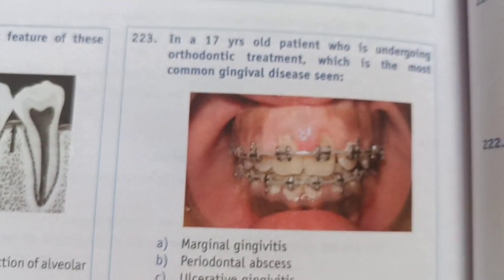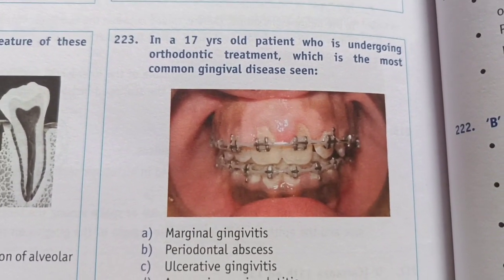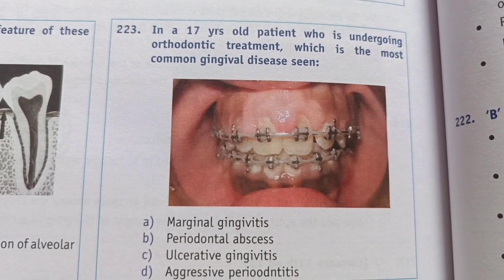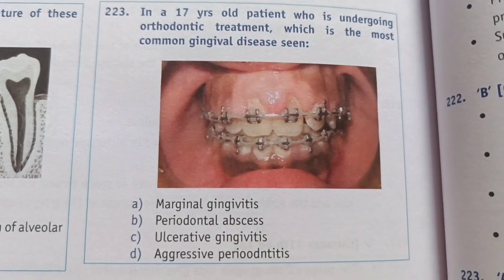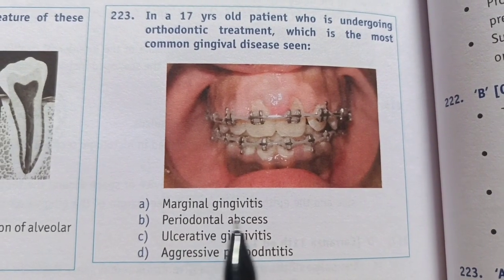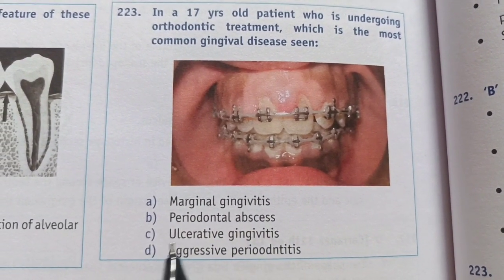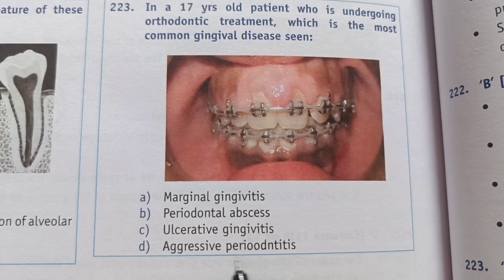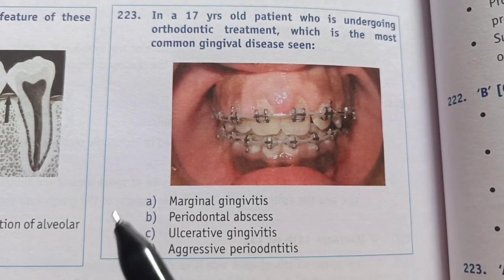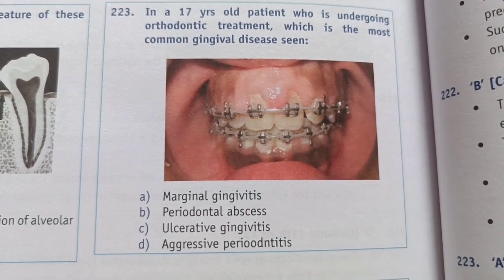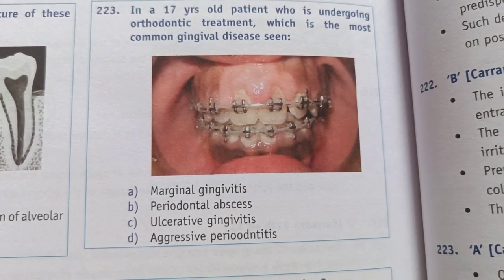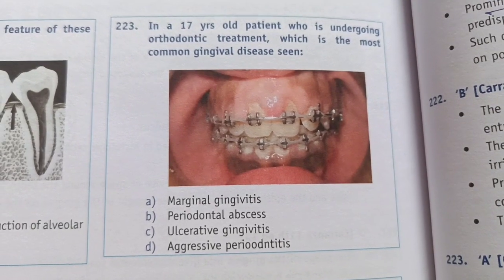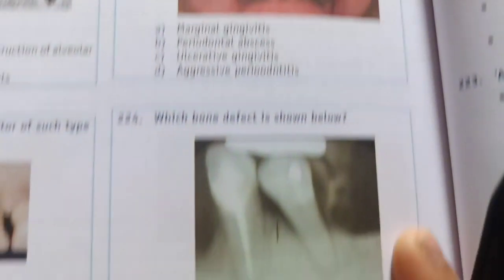There is no explanation. Okay, now the next question is, in a 17-year-old patient who is undergoing orthodontic treatment, which is the most common gingival disease seen? If we see the options, there is marginal gingivitis, periodontal abscess, ulcerative gingivitis, and aggressive periodontitis. So obviously the answer is marginal gingivitis, because we know that in ortho patients plaque accumulation is very common, so that may cause marginal gingivitis very easily. So option A is the right answer.